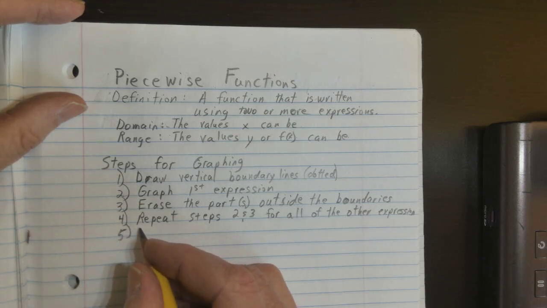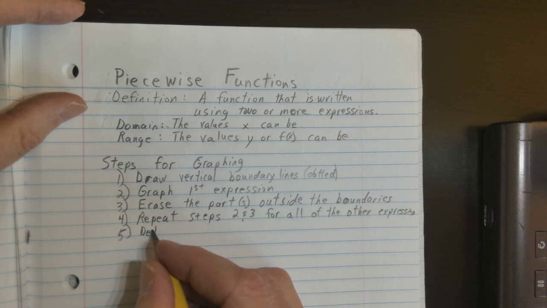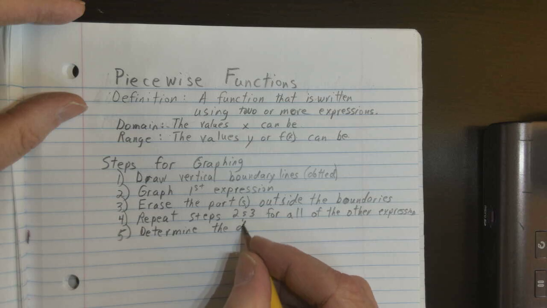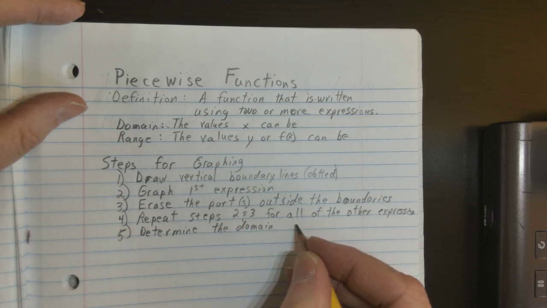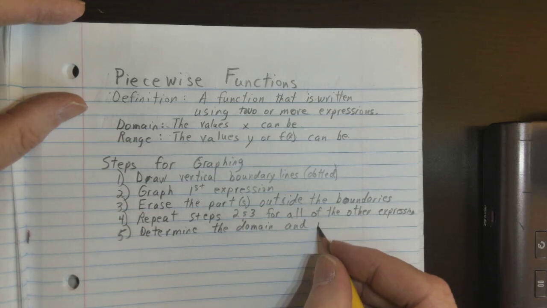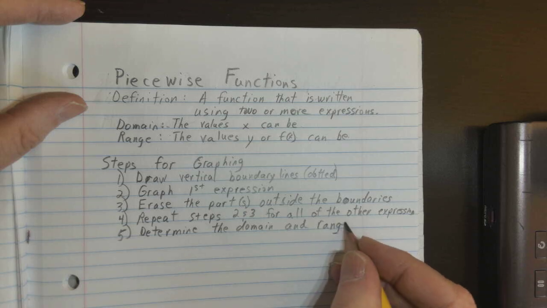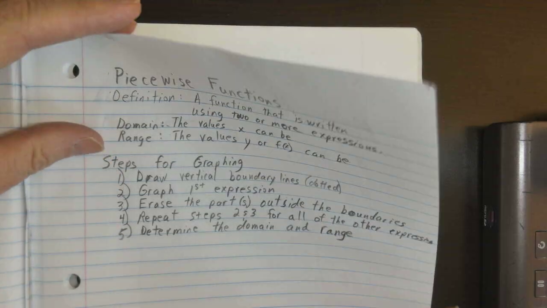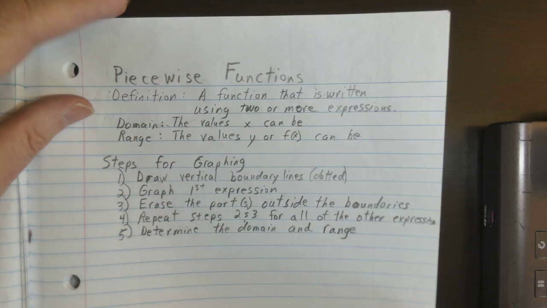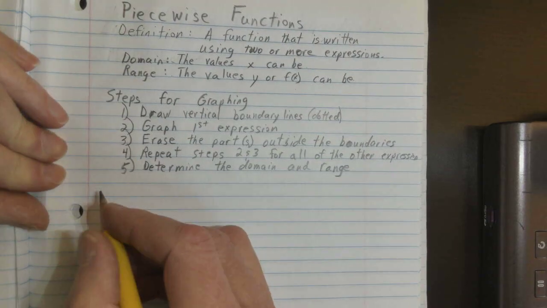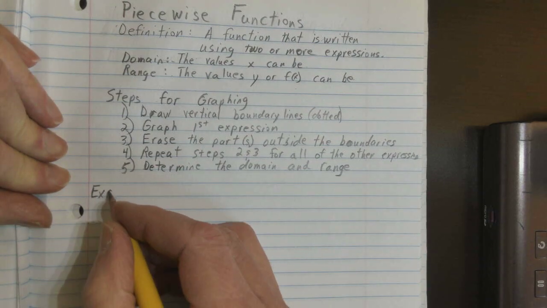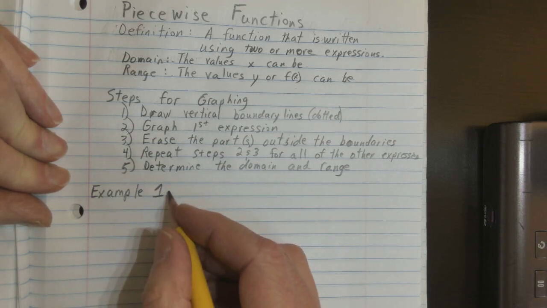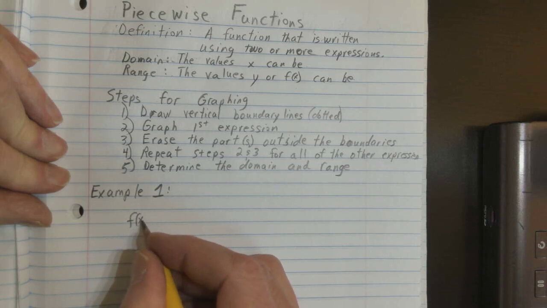I'm going to put a step 5 in here. At the end of each one, we will determine the domain and range. Okay. Now you don't have to turn the page. We're going to do 3 examples. And here's example 1. I think I can do it on this page just fine.